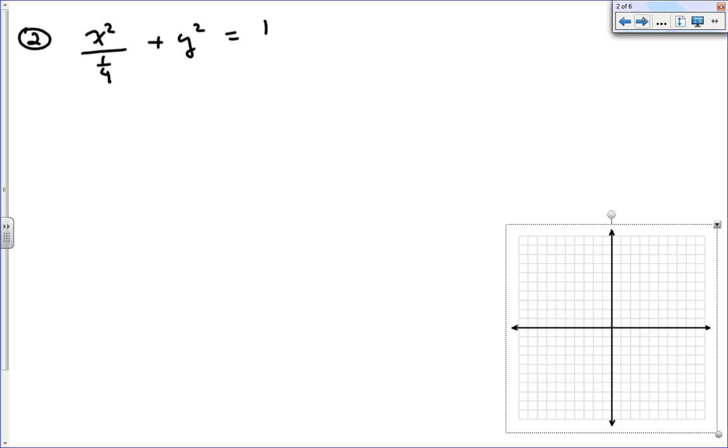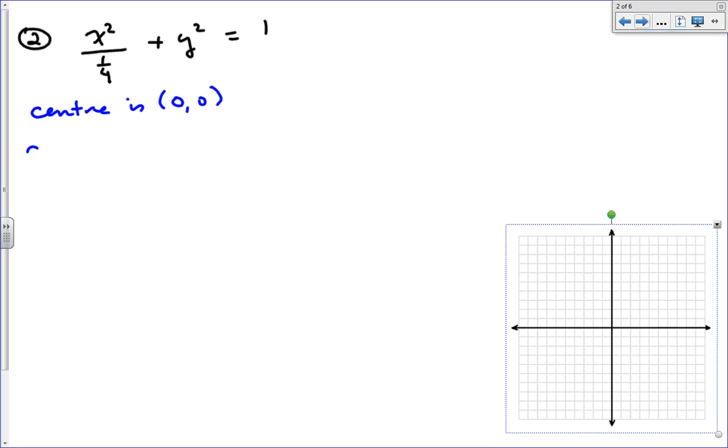Okay, let's look at a second example. The next two examples are ones that are just a little bit different so that you recognize how to handle those, okay? So in this example, I've got x squared over a quarter plus y squared equals 1. So clearly in this one, nothing is being added or subtracted to the x or the y before squaring. So our center is at 0, 0.